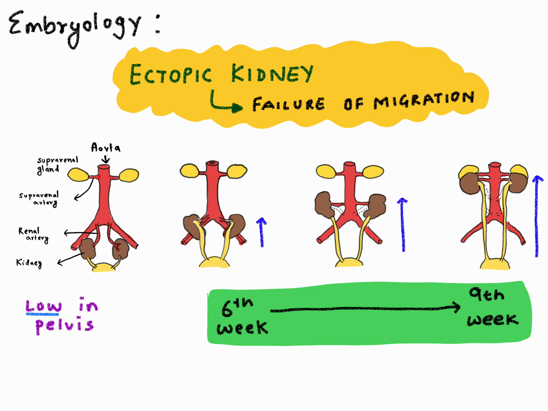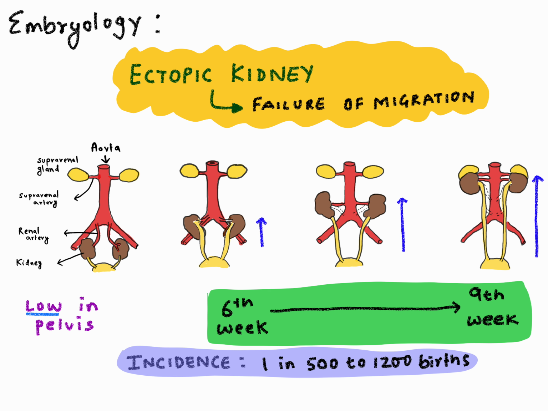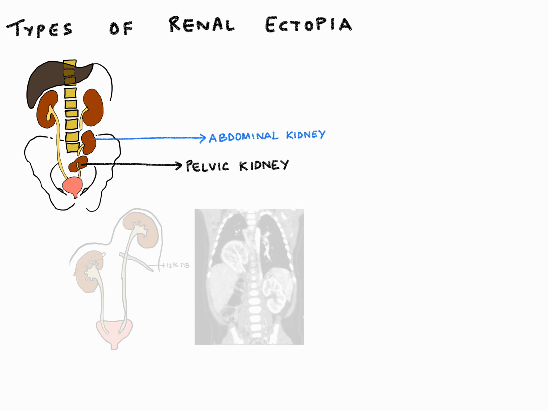The incidence of ectopic kidney is estimated to be around 1 in 500 to 1200 births, but many cases remain asymptomatic and are discovered incidentally. There are several types of renal ectopia, and it's crucial to know the main classifications. Pelvic kidney. This is the most common type, where the kidney fails to ascend from the pelvis. Abdominal kidney. Here, the kidney's ascent is halted somewhere in the abdomen below its normal position.